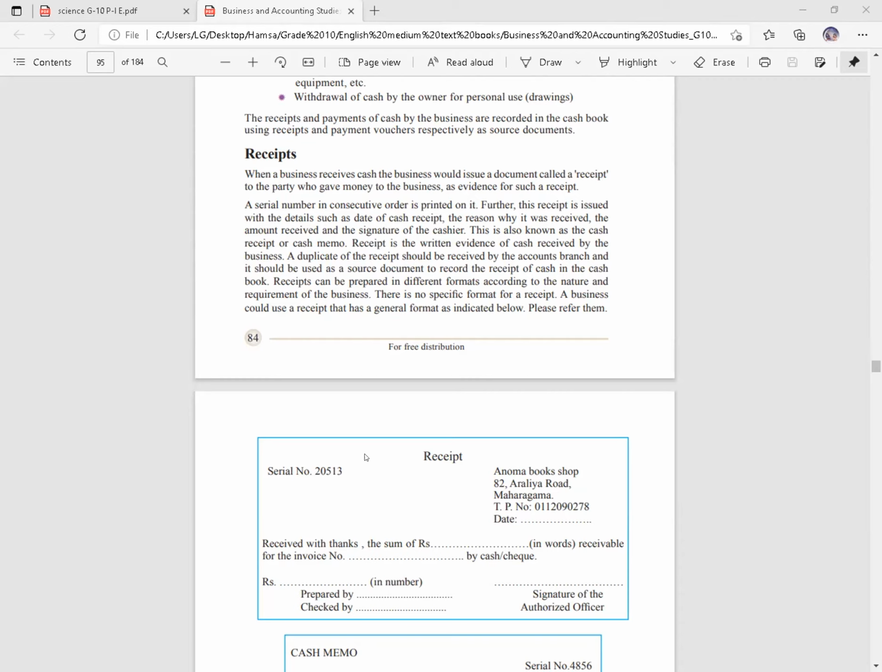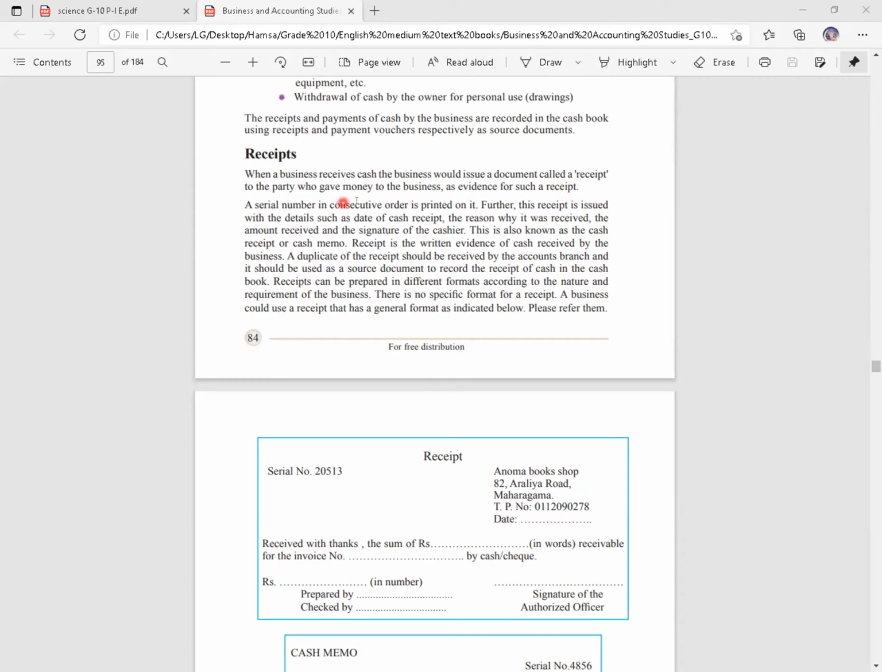So we'll look into detail about this receipt. When a business receives cash, the business would issue a source document called a receipt. When you receive cash, immediately you will issue a document called a receipt to the party who gave money to the business as evidence. So if that debtor is paying you 100,000 rupees, you will immediately prepare that receipt and give a copy to the debtor who has paid you.